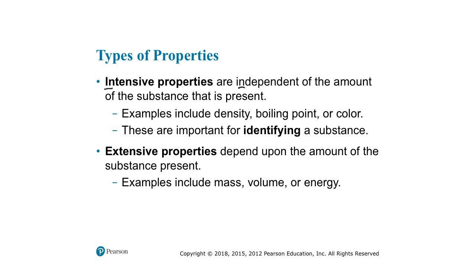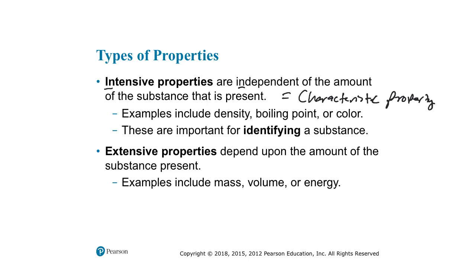So they are characteristic properties of the substance, not of the amount of the substance that you happen to have present. So an intensive property is just something that's a characteristic property of that substance. Things like densities, boiling points, colors, melting points, these help us identify substances. An extensive property depends on the amount of substance present, and really just relates to how much of the substance you have. So like mass, volume, energy, those are just properties that relate to how much of the substance you actually have present.